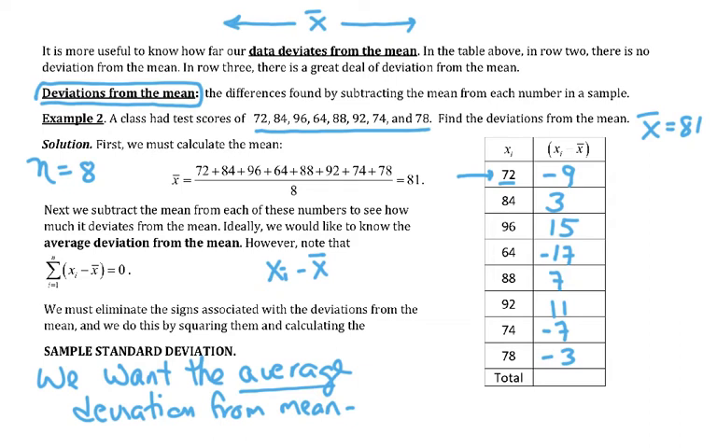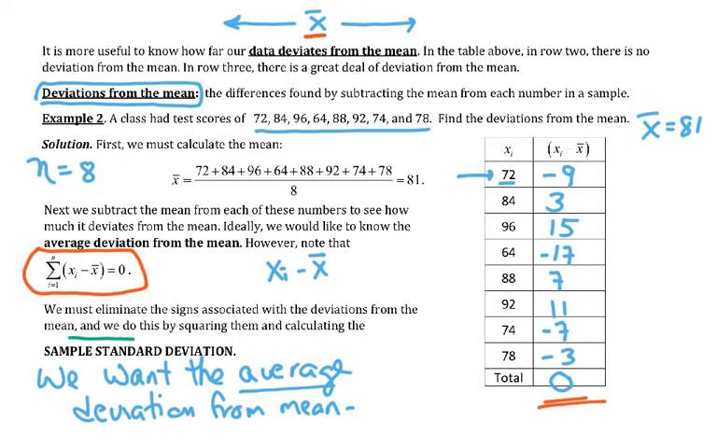So if you did it, you got 0. And that will always be the case. That's what this little notation says. And that's because the mean is calculated based on how far away these are. It will always be the case. So we can't use this to find the average deviation from the mean. What's causing the problem is they cancel each other out.